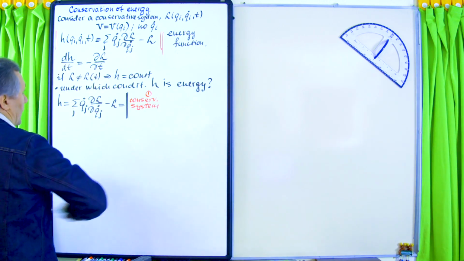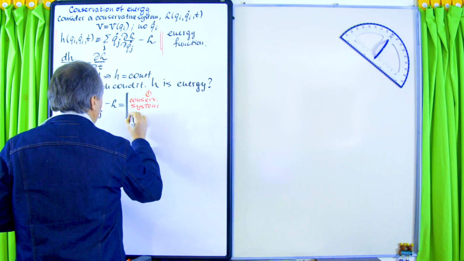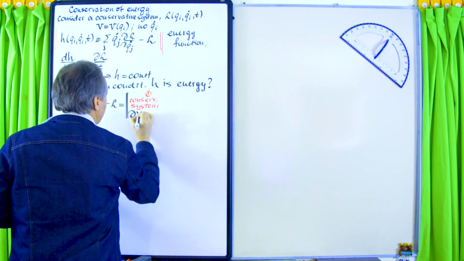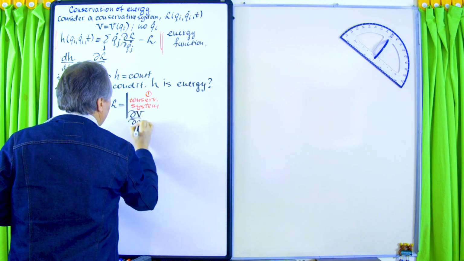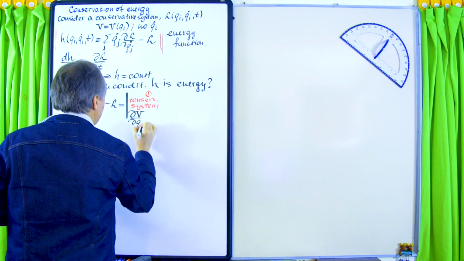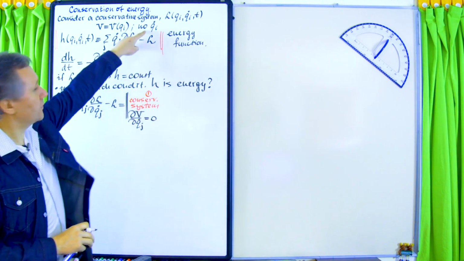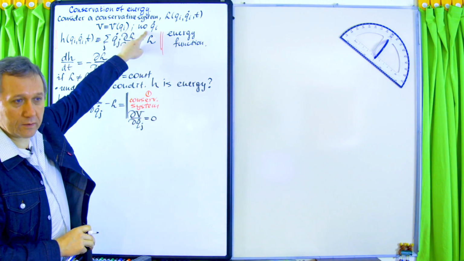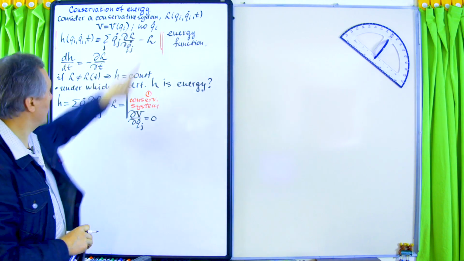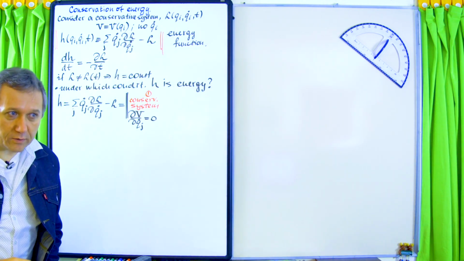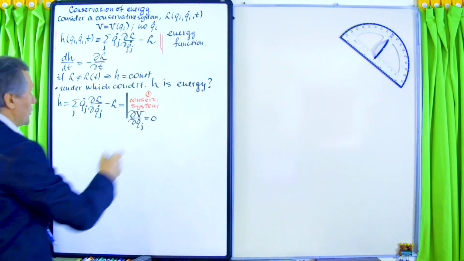All right. So if the system is conservative, then of course, this is true. And partial derivative of V with respect to Q_j dot equals zero. That's what I wrote here. There's no dependence on the velocities. So the derivative of V with respect to Q_j dot must be equal to zero.